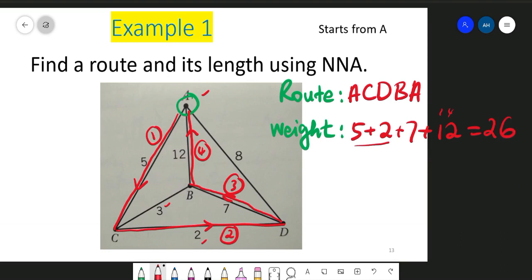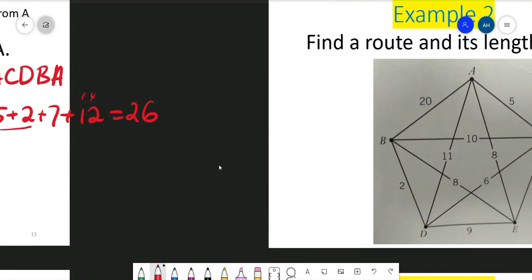Therefore, by using the nearest neighbor algorithm, we get this route: A goes to C, then to D, then to B, and then back to A. The total weight for that route is 26, whatever the unit is, maybe 26 kilometers. This is example number 1. I hope you understand and can follow this example. Now let's see example number 2.